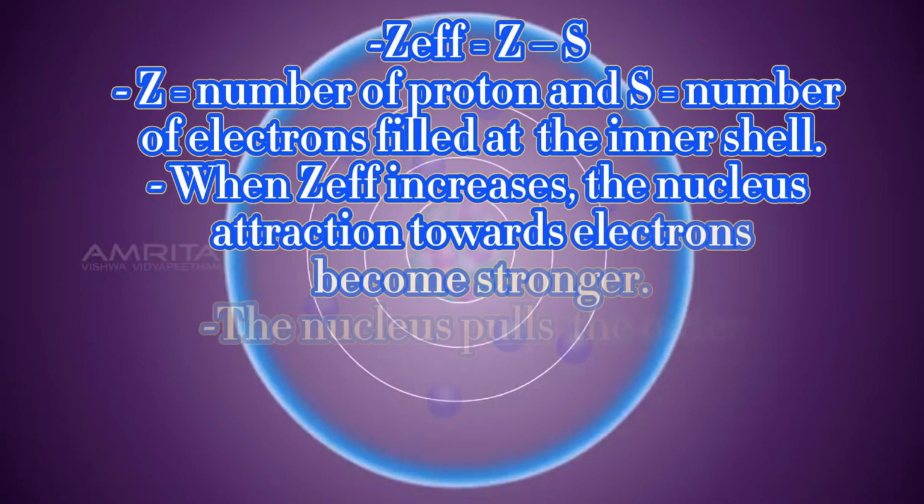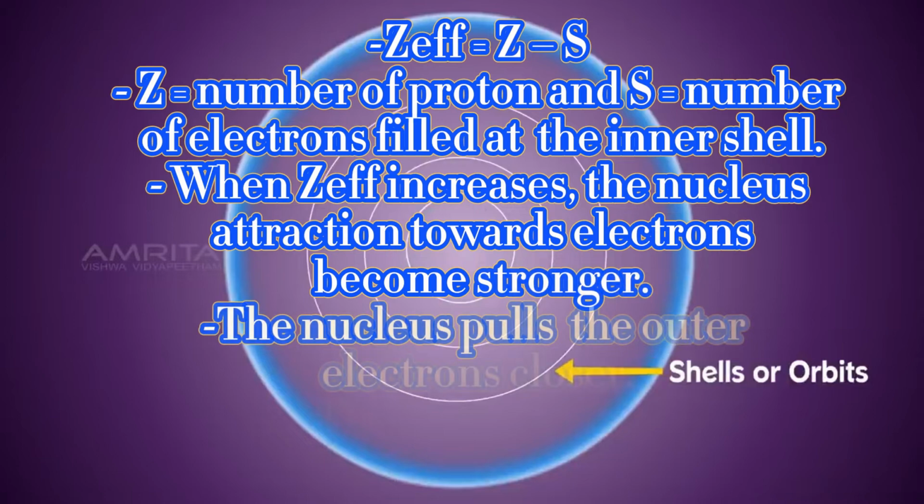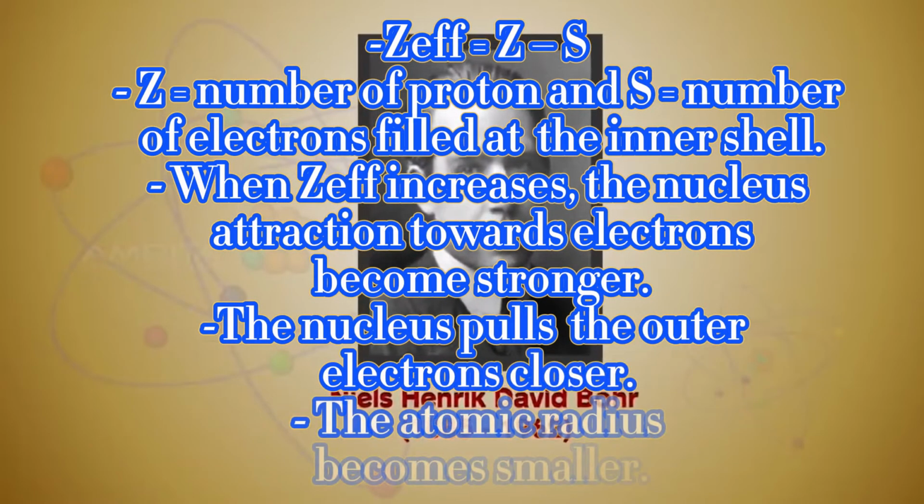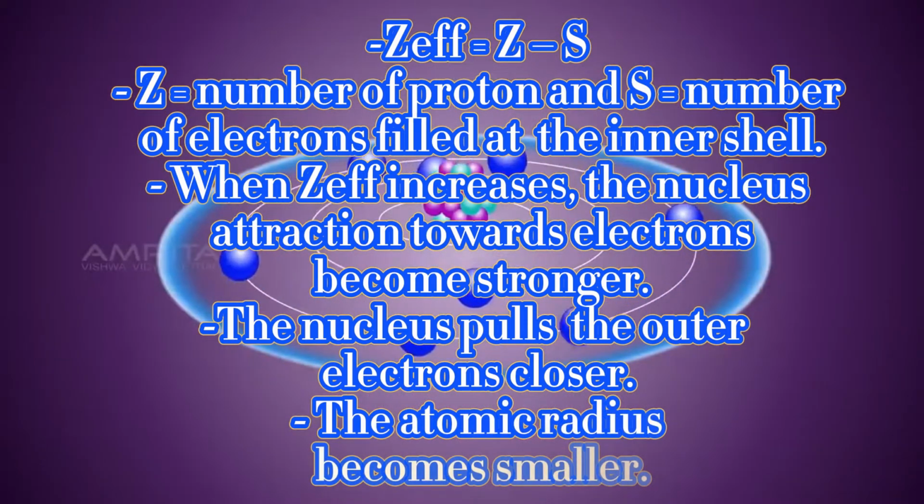When Z effective increases, the nucleus's attraction toward the electron becomes stronger. The nucleus pulls the outer electron closer. The atomic radius becomes smaller.